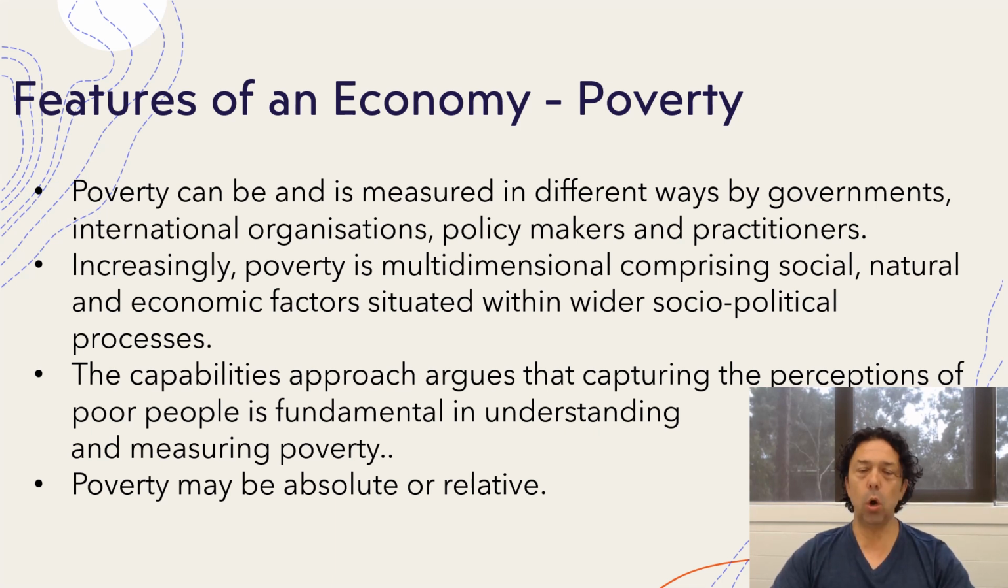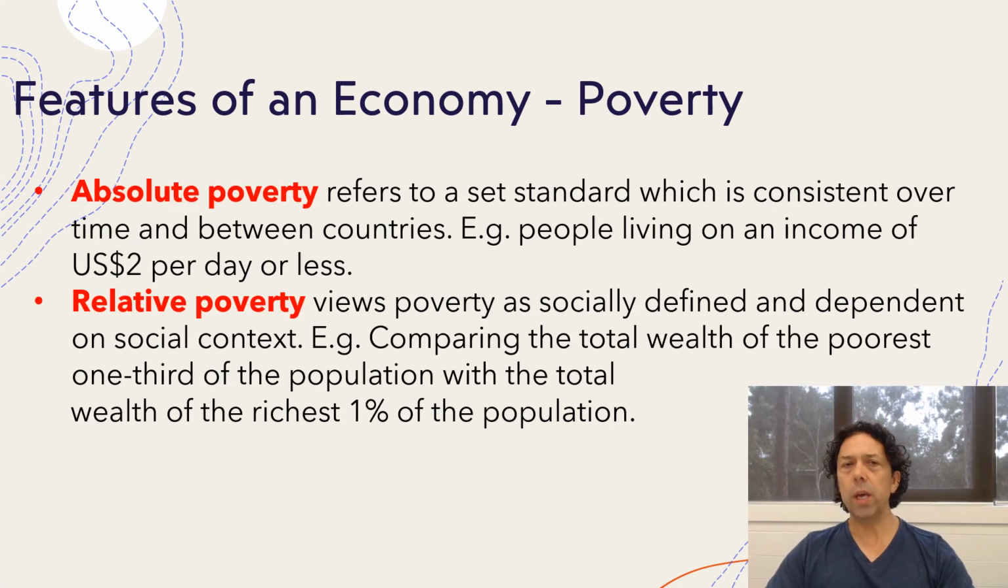And next slide will go into more detail explaining the difference between absolute and relative poverty. Let us now look into different types of poverty. Absolute poverty is basically referring to set standards which are consistent across time, boundaries and regions. For example, how much is the income per capita per day, per week, per month, per year?